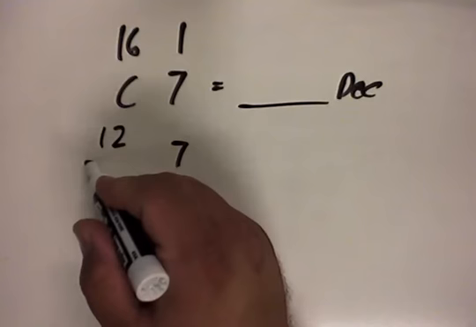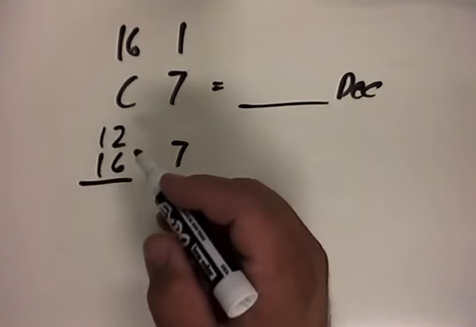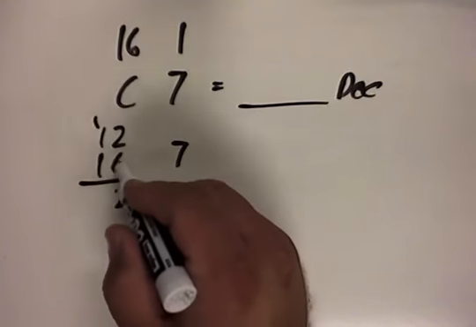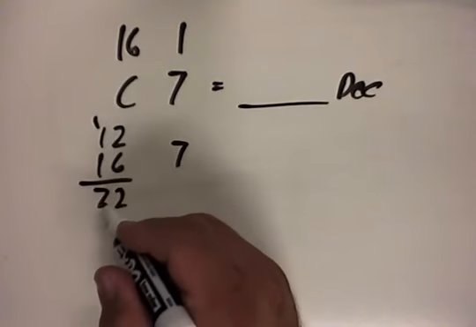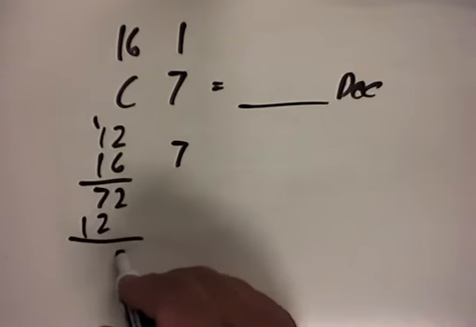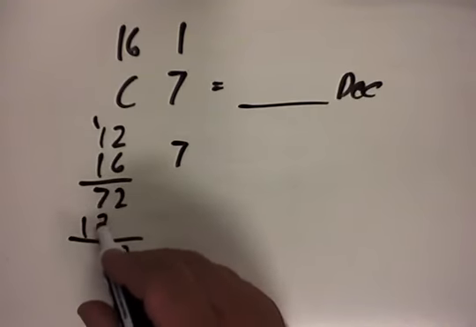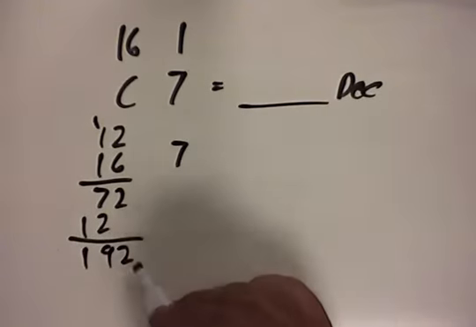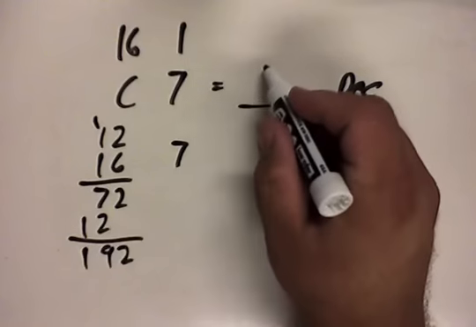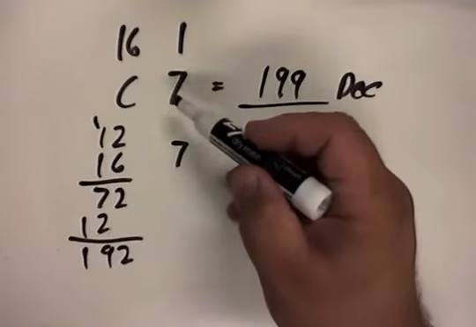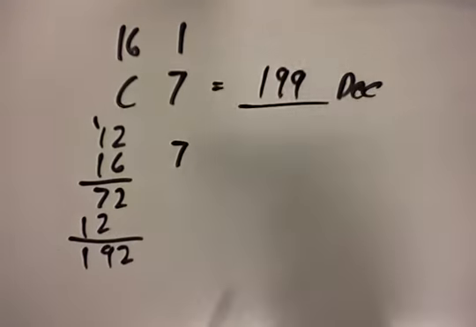So 12 times 16. When I do that, 2 times 6 is 12. 1 times 6 plus 1 is 7, so we got 72 there. 1 times 12 is 12. So 2, 7 plus 2 is 9. We have 192 plus the original 7. 192 plus 7 gives us 199 in decimal. So C7 in decimal is 199. Multiply by the place value, add them up.